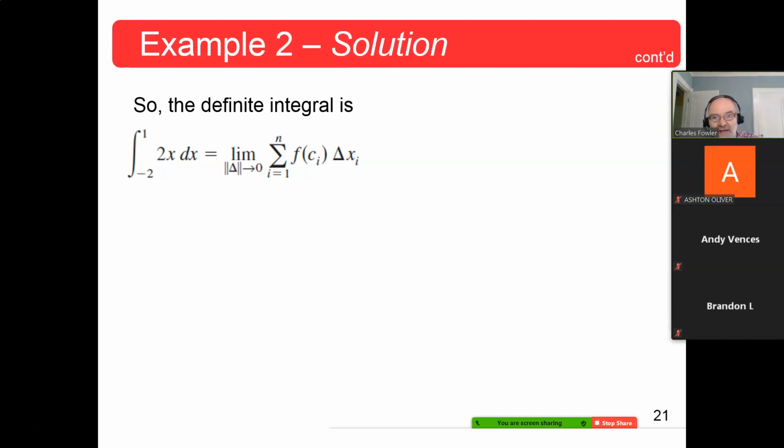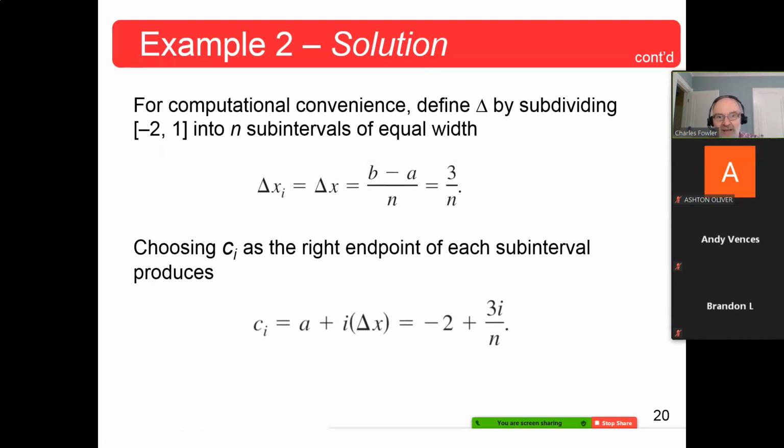Just a little bit of review. Let's just go back and see. What was our delta x sub i? Well, I can't get it to move backwards. Okay, here we go. Delta x sub i was 3 over n. Your c sub i was then -2 plus 3i over n. We did that last time. Okay, -2 plus 3i over n, and your delta x sub i was 3 over n.